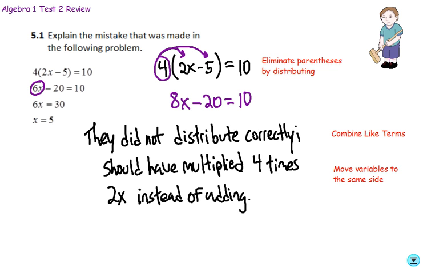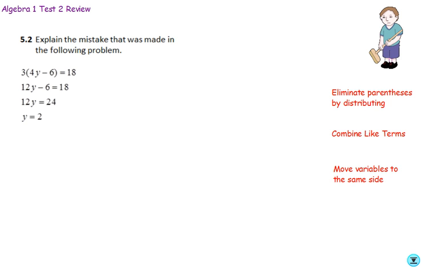All right, so let's see what you got on 5.2. The mistake here on 5.2 is that when they went to distribute, they multiplied 3 times 4y to get 12y, but when they went to multiply 3 times negative 6, they got negative 6, right? When they should have got negative 18. So what you should have here is basically in words what we just said.